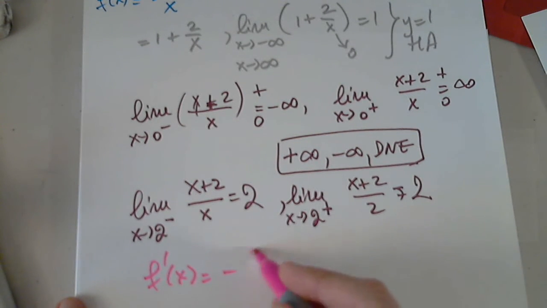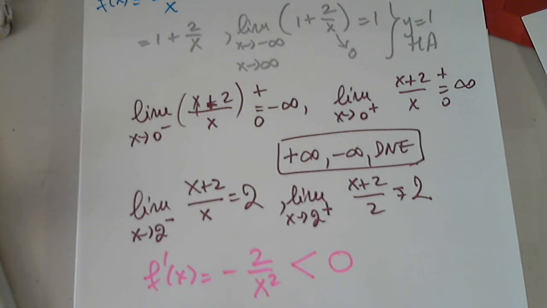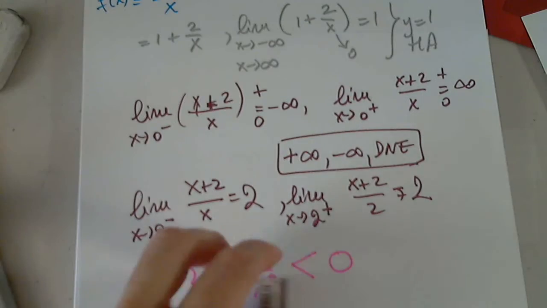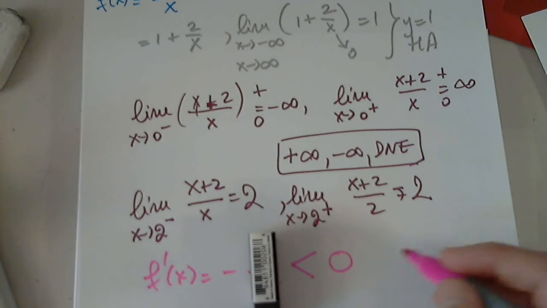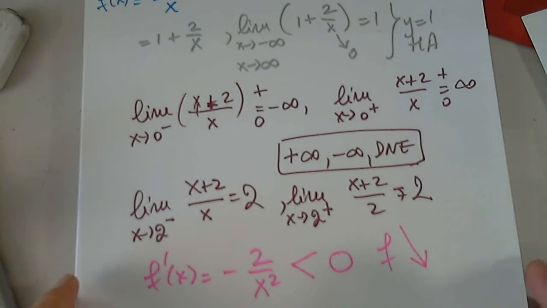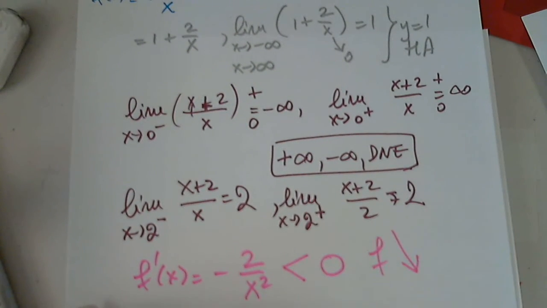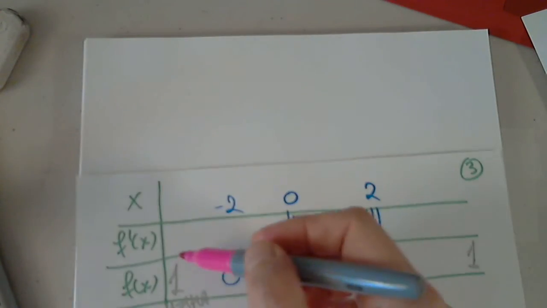and I have negative 2 over x squared, which is nice, because it's always negative, which indicates, because this is always positive. If this is always positive with minus in front, it will be negative, which means the function is decreasing forever, according to the relationship between the sign of the first derivative and the function. Okay.